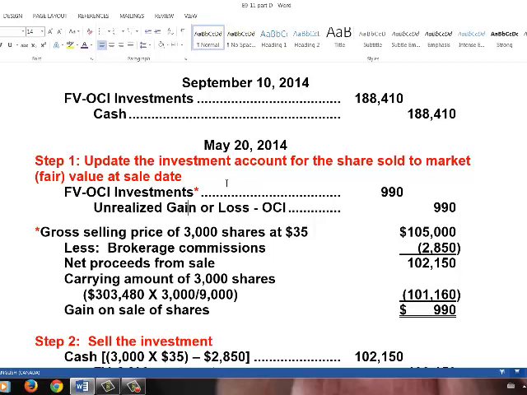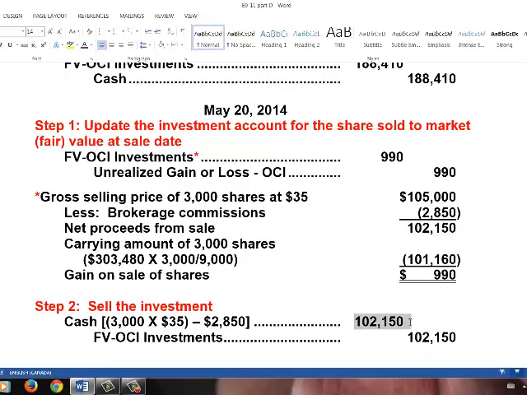The next thing we're going to do, the second step, is now that we've updated the investment to $102,150, we're going to sell that investment and realize that cash of $102,150 and clear off the fair value through OCI investment. When we made this $990 adjustment, don't forget, we upped it. It was sitting in our books, those 3,000 shares at 101,160. By adjusting it upwards as we did here with this debit, it now sits at 102,150. So now we're going to clear it out because it's sold, and we're going to realize the cash from that sale.